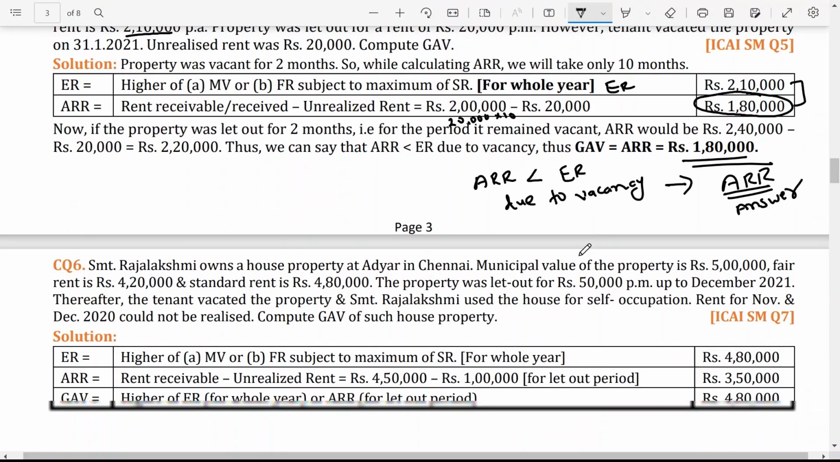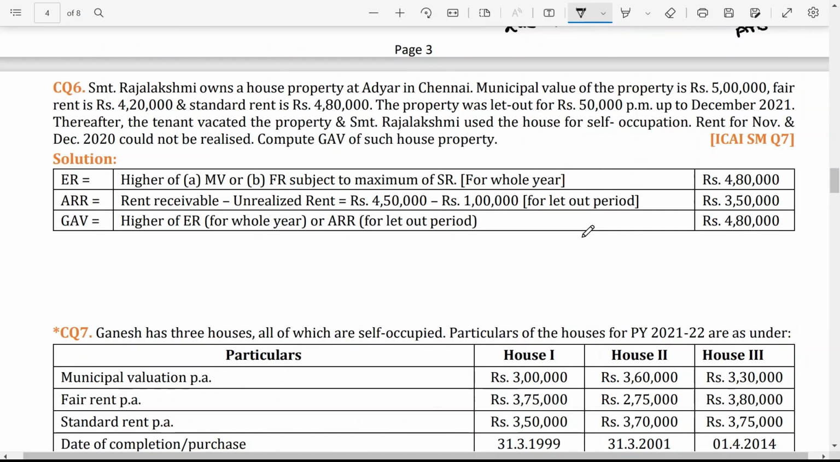Now, Srimati Rajalakshmi owns a house property at Adyar in Chennai. Municipal valuation of the property is 5 lakh. Fair rent is 4 lakh 20,000 and standard rent is 4 lakh 80,000. In that case, 5 lakh and 4 lakh 20,000, whichever is higher, 5 lakh. Now you have to compare with standard rent, 4 lakh 80,000, whichever is lower, 4 lakh 80,000. So this is your ER, 4 lakh 80,000.